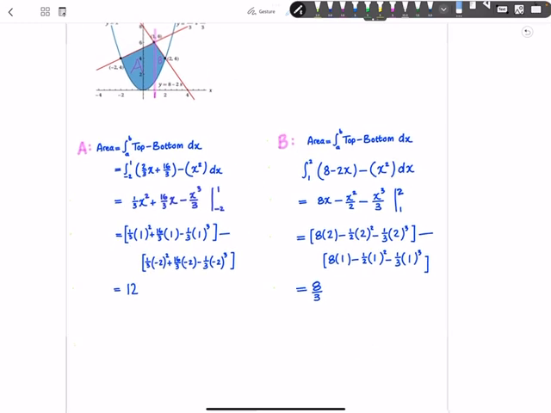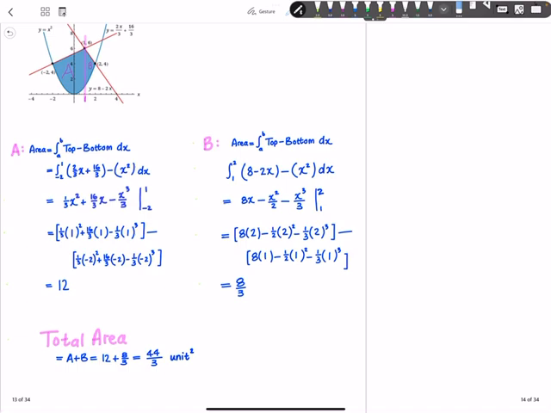As a final answer, we want to add those two together. So our total area, A plus B, is going to be 44 over 3. I'm going to note units squared on my answer because that says we just calculated an area.